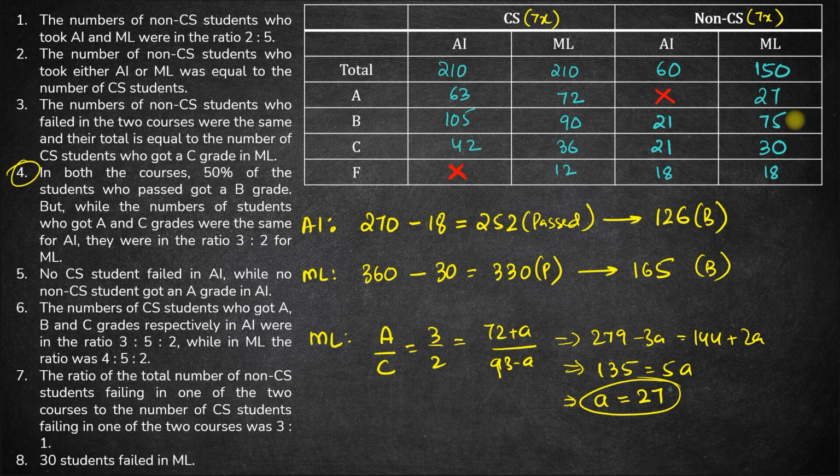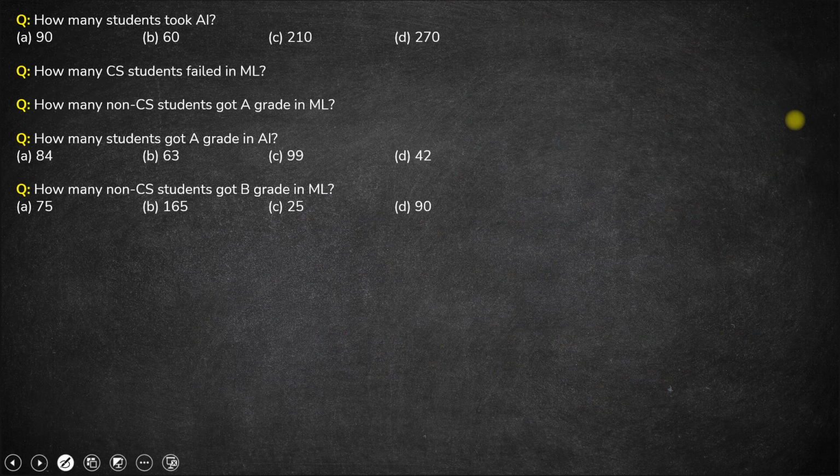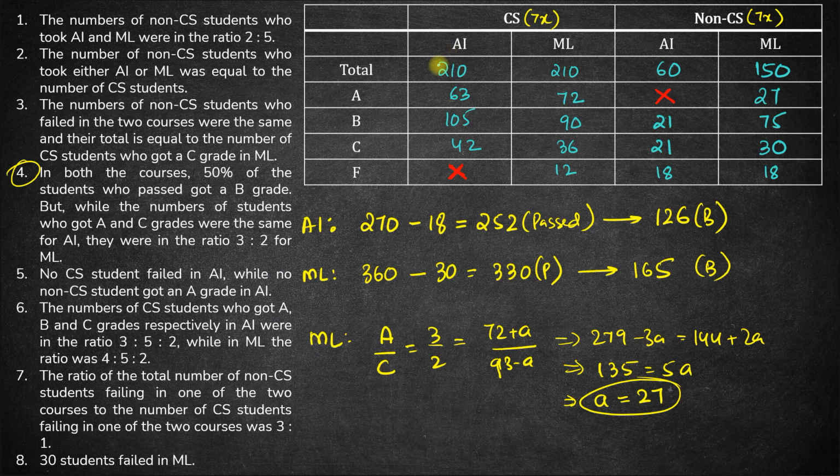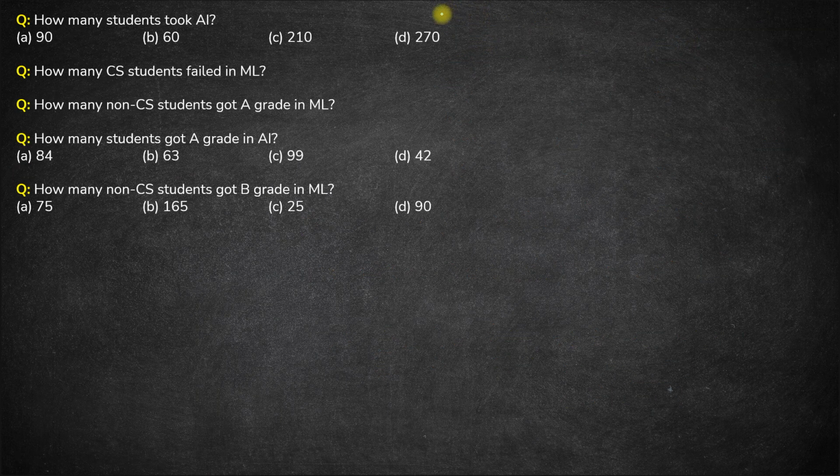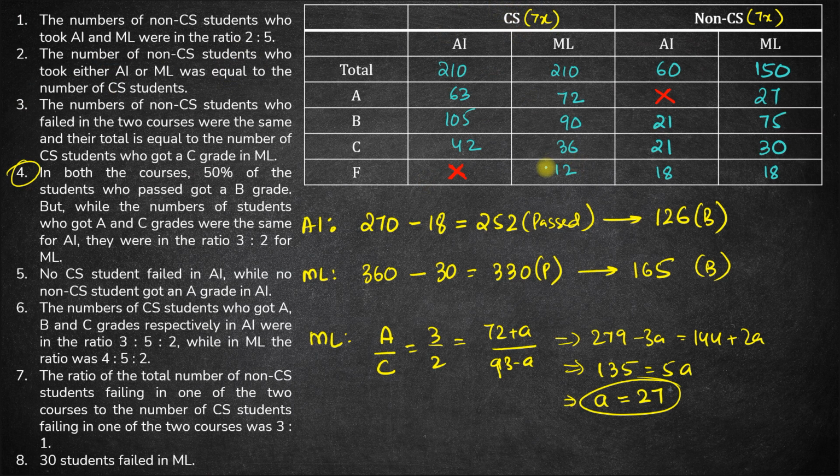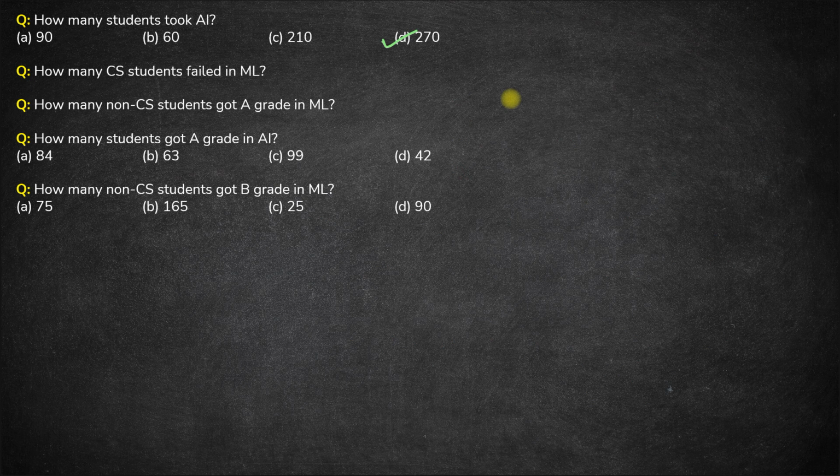Now let us look at the questions. First question is, how many students took AI course? So AI course, 210 CS students took it, plus 60 non-CS students took it. So 210 plus 60 is 270. So the answer will be option D. Okay. Next, how many CS students failed in ML? Okay, so CS students failing in ML is 12. So the answer here should be 12.